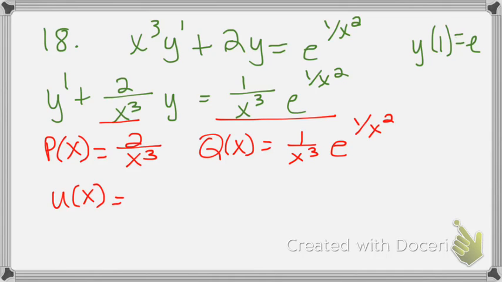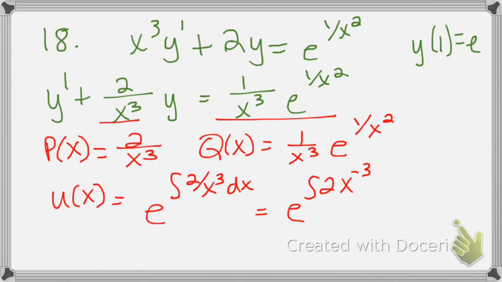U of x is e to the integral of 2 over x to the third. So I would write it as 2x to the negative 3 to think about it. Okay, think about adding 1. So x to the negative 2. Divide by the negative 2. So this is going to be e to the negative x to the negative 2.